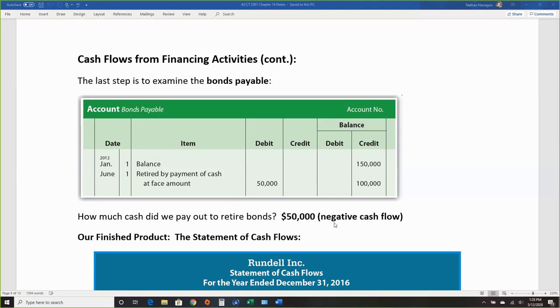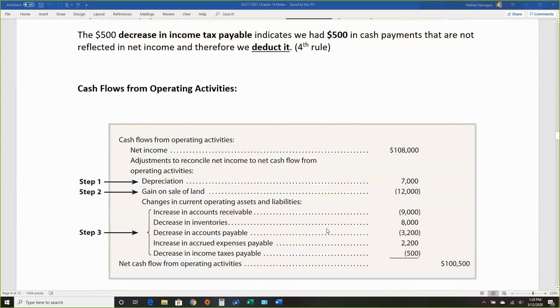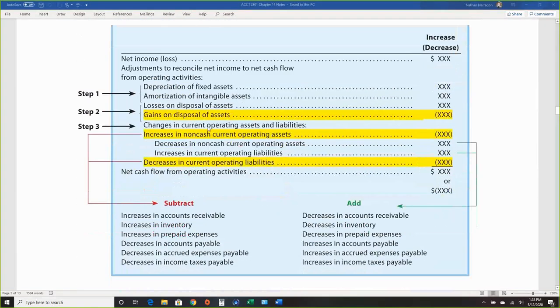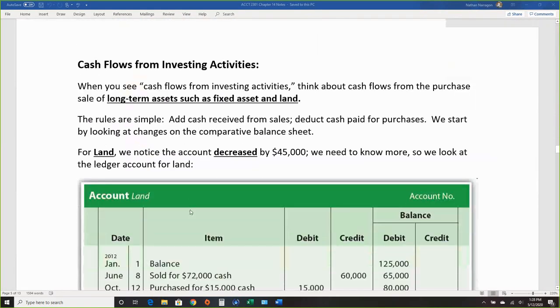Again, the hardest part of the financials, or the statement of cash flows, is the operating. Again, as long as you keep an eye on this chart right here, you're going to be fine. Just going through the steps. Again, we're going to go through that with your homework.